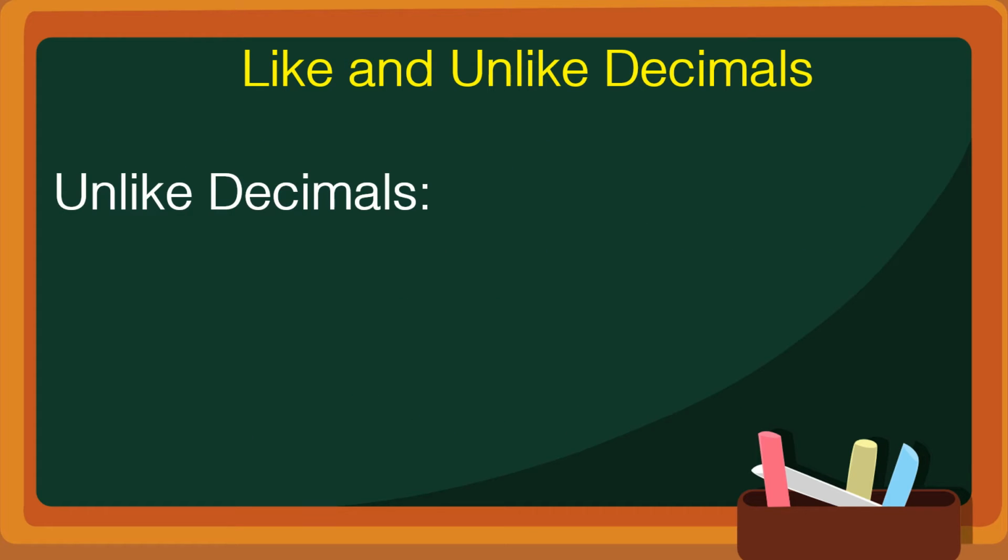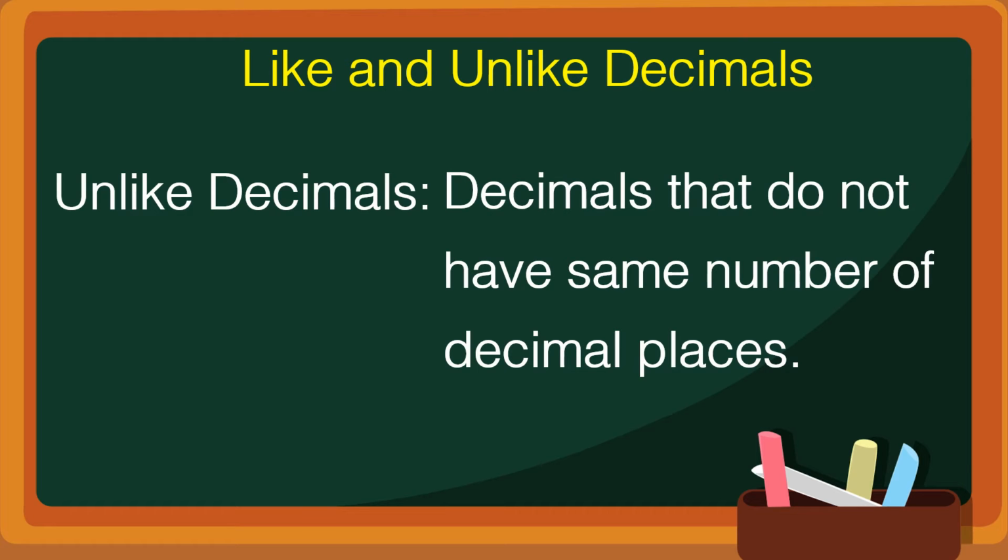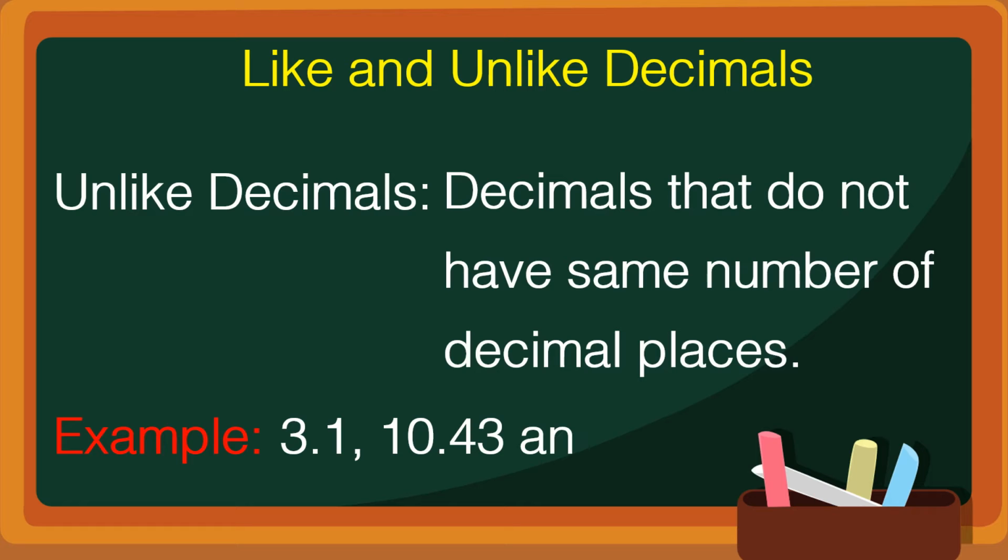Unlike decimals are decimals that do not have the same number of decimal places. For example, 3.1, 10.43, and 5.647 are unlike decimals as they have different decimal places. We can convert these into like decimals.